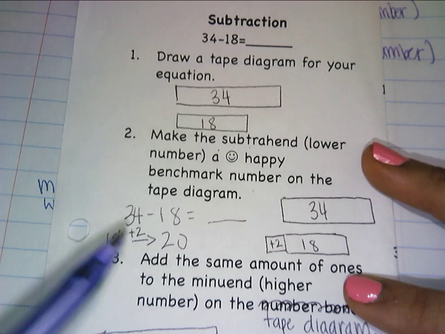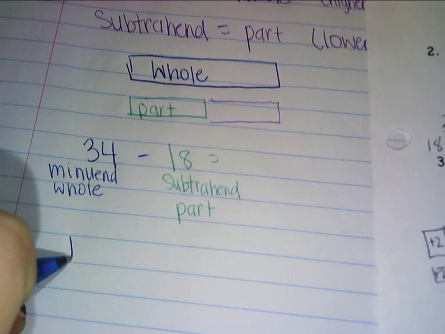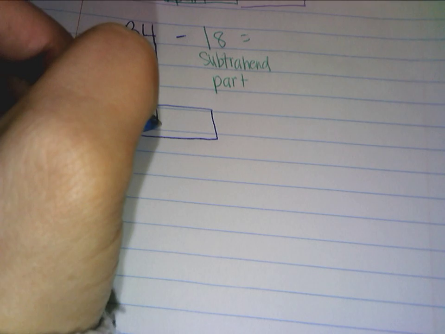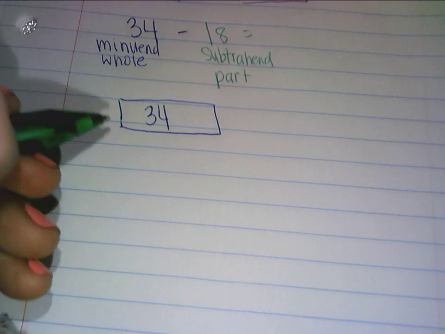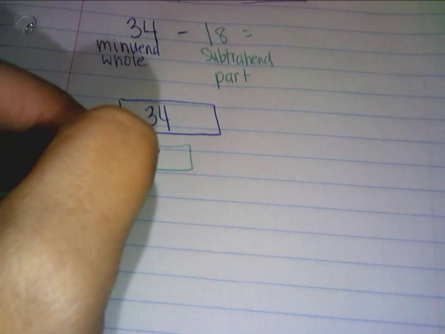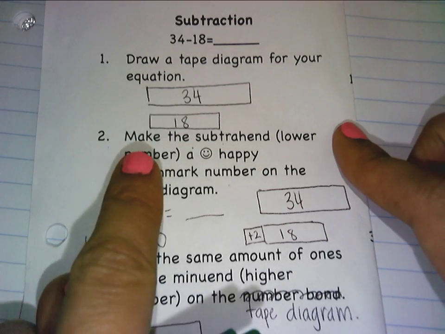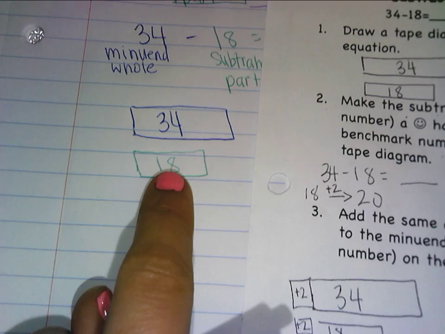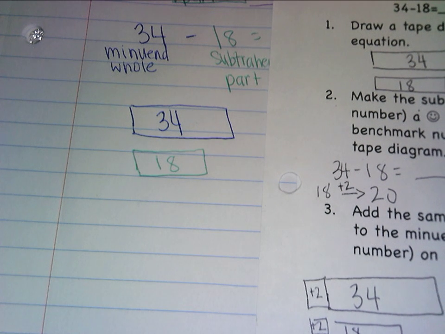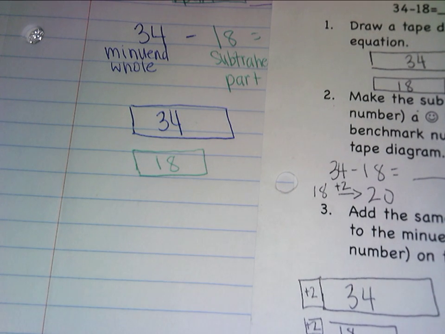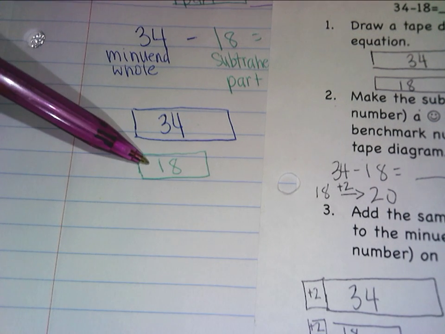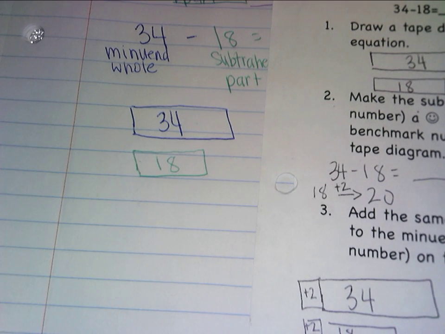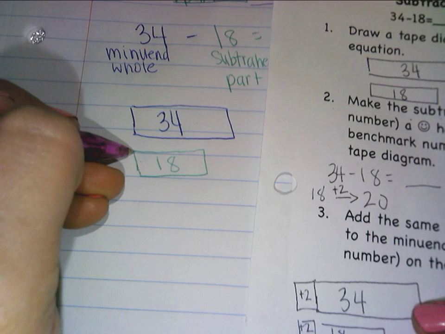So what you're going to do, let me show you the steps. Okay, so let me write right here what I'm doing from this paper. So I have my whole, which is 34. I have my minuend, and this is my subtrahend, my part, 18. So it just said to make the lower number or the subtrahend a happy benchmark number. My lower number is 18. On the side, I'm going to add on to make it a happy benchmark number. I'm not taking away, I have to add on. But if I add on to here, I also have to add on to here. And I will show you how to do that in a minute. I'm just going to add on to the side.